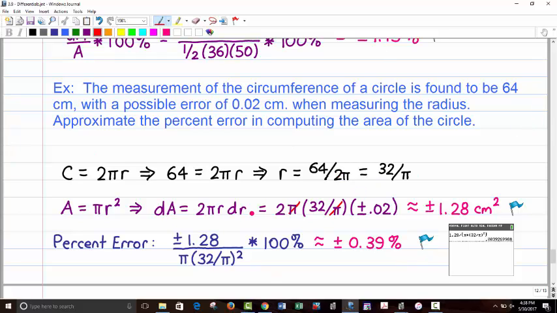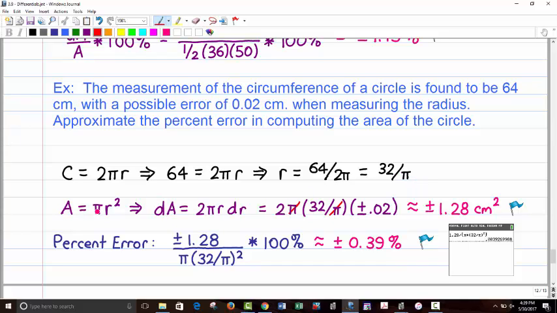Forget what I just said. The dr, not dr dt. I started thinking about related rates for a minute. The dr is plus or minus 0.02, but it's not giving you the r. But since it's giving you the circumference of the circle, it's allowing you to solve for the r. So 64 equals 2 pi r. R equals 64 divided by 2 pi, so that equals 32 divided by pi. I'll just leave it like that when I put it in the next formula. I won't convert it to a decimal.